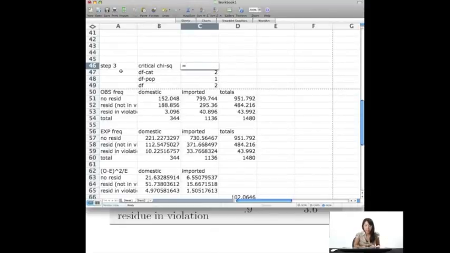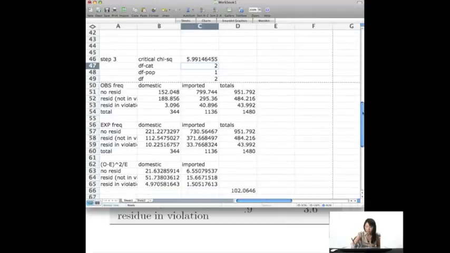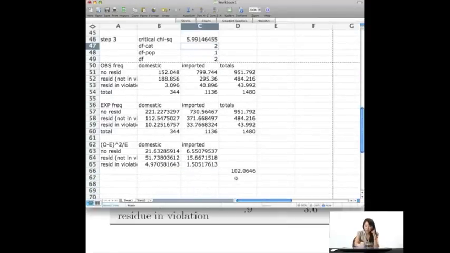So our critical chi-square is CHISQ.INV. We put in 0.05 as our desired probability. Our degrees of freedom equals 2. And we get 5.99. And when we see that our chi-square is much larger than that, we would reject our null.